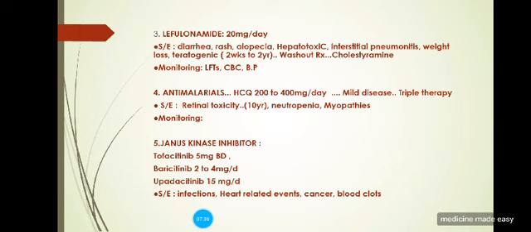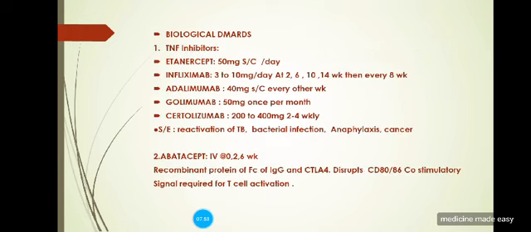Then comes the Janus kinase inhibitors, in which there can be tofacitinib, baricitinib, upadacitinib, and the most important side effects are that they can lead to infections and heart-related events. Then comes the biological DMARDs, in which first of all are the TNF inhibitors, which include, you should be knowing the names, and at least the dose of infliximab is important. Etanercept, infliximab in 3 to 10 mg per kg at 0, 2, 6 weeks.